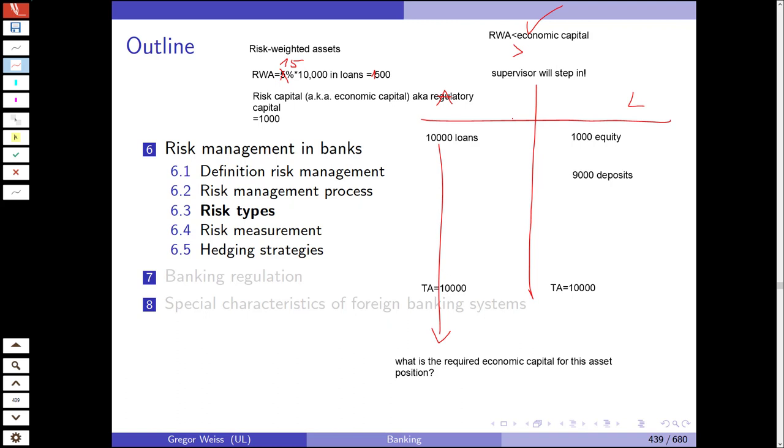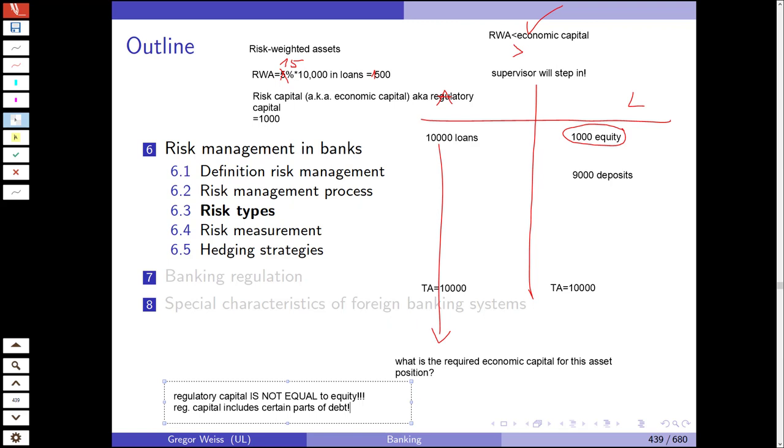Why? Because you will have extensive rules on the asset and the liability side of the balance sheet of a bank to calculate the required economic capital and the risk-weighted assets. Any idea what happens on the right-hand side to calculate economic capital? And this is why it's not simply equity. Very simple idea. Regulatory capital is not equal to equity. Why? Regulatory capital includes certain parts of debt.